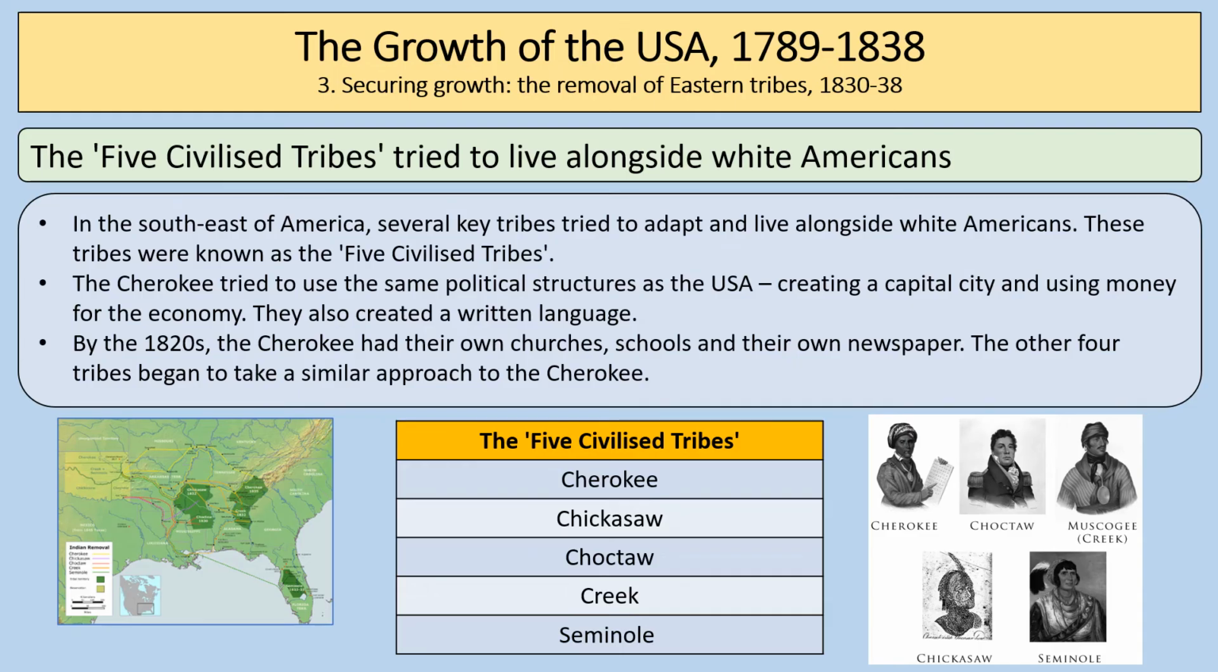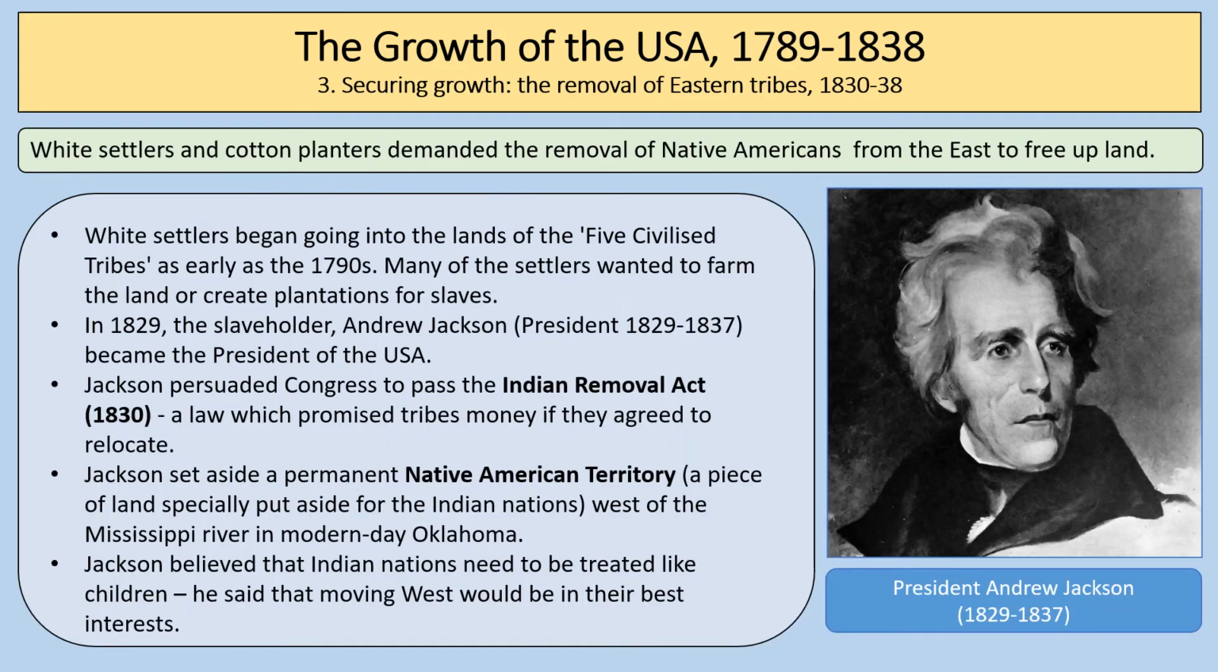Now, in the southeast of America, these key tribes of Native American people tried to adapt and live alongside white Americans. And as I've said, they were known as the 5 civilized tribes. So, for example, the Cherokee tried to use the same political structures as the USA, creating a capital city, using money for the economy. They created their own written language. By the 1820s, the Cherokee had their own churches, schools, their own newspaper, and the other 4 tribes began to take a similar approach to the Cherokee.